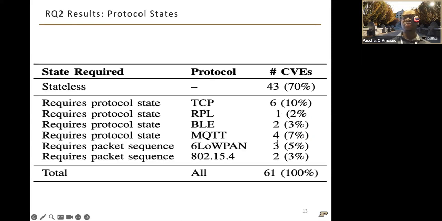Next, we analyzed the statefulness of the vulnerabilities. We found that 70% of the vulnerabilities were stateless, and the other 30% either required the protocol to be in a specific state or required a specific sequence of packets to get triggered. In summary, our results from this first study show that ENS vulnerabilities were mostly memory corruption vulnerabilities. They are caused by diverse packet fields, and they occur in different protocol states.